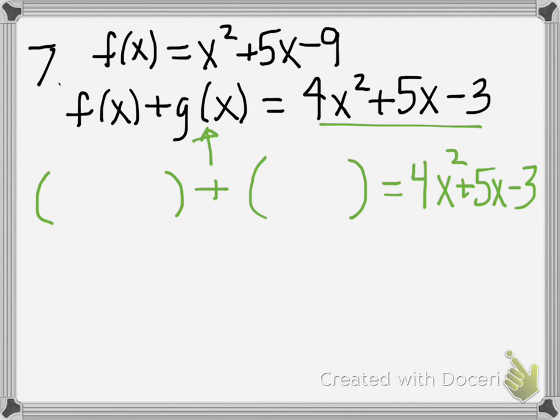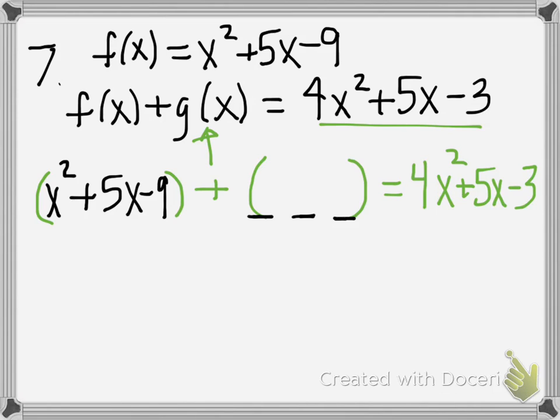So let's fill in what we know so far. We know f of x because they gave that to us. The first polynomial is x squared plus 5x minus 9. So we're going to have to add something to that in order to get 4x squared plus 5x minus 3. There's two ways you can actually do this. One way is to use guess and check. You can figure out what the missing terms here are in order to get that total.